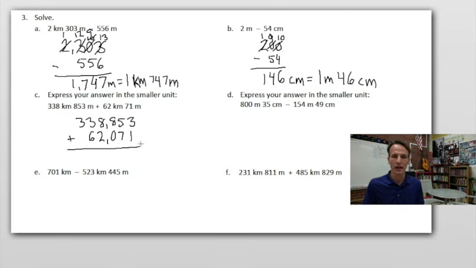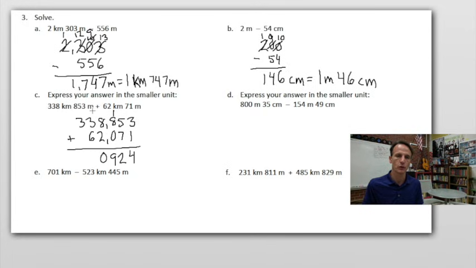So let's do that. 3 and 1 make 4. 5 and 7. Got it? Yeah, 12. Regroup that 1. 1 and 8 and 0. 9. 8 and 2.